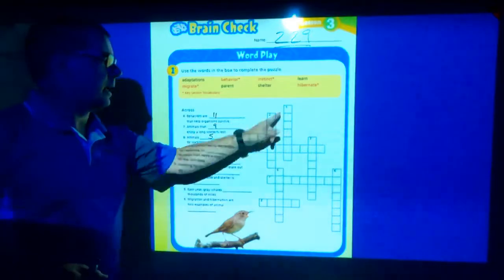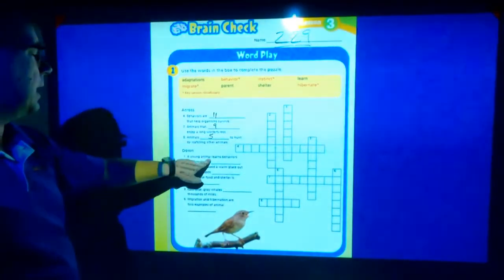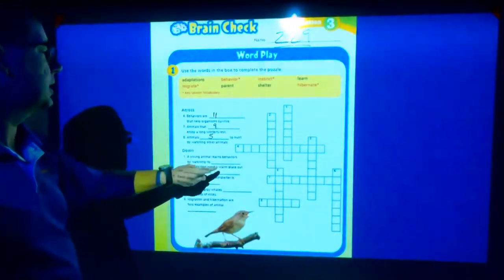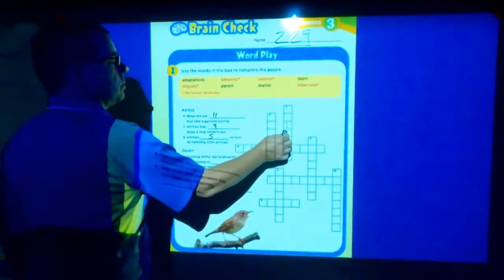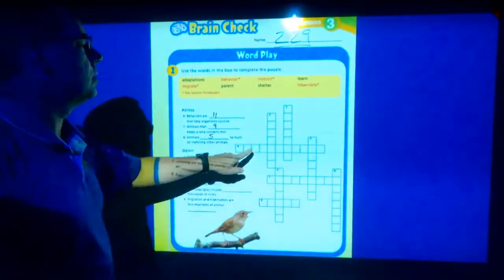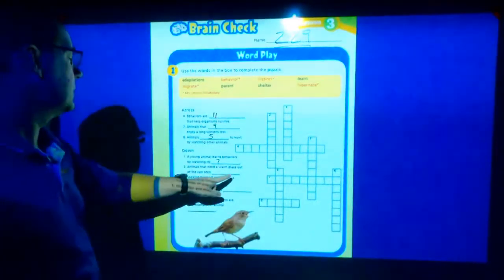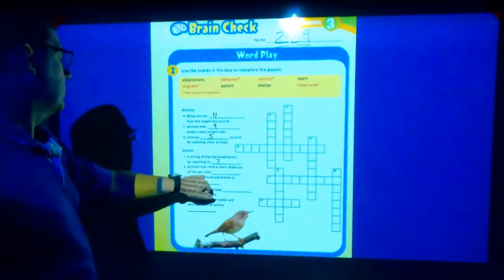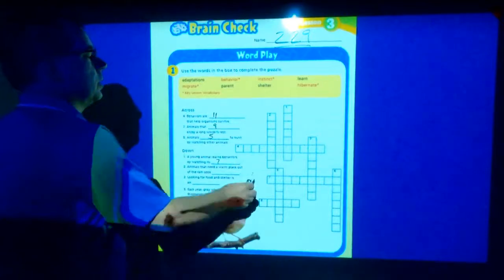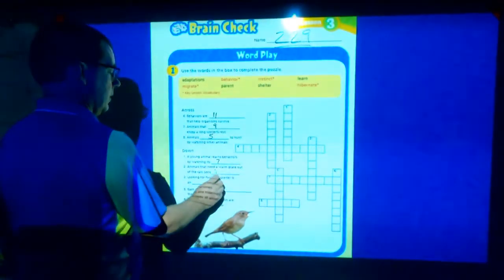Now we're doing up and down. We're doing the down ones now. Number 1 down, right there. A young animal learns behavior by watching its blank. So 1, 2, 3, 4, 5, 6, 7. There's 7 letters. Number 2 down, right there. Animals that need a warm place out of the rain seek blank. So we're looking at number 2. There's 7 letters in that one too.